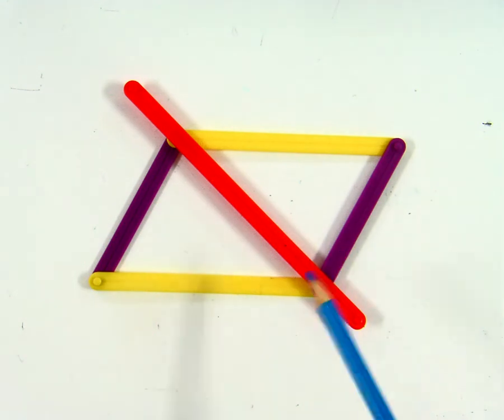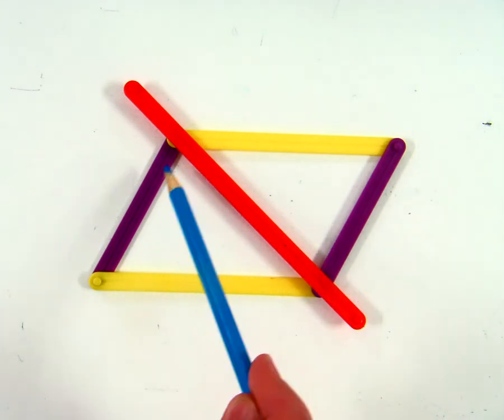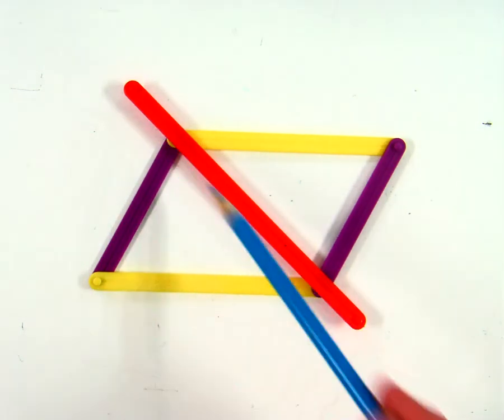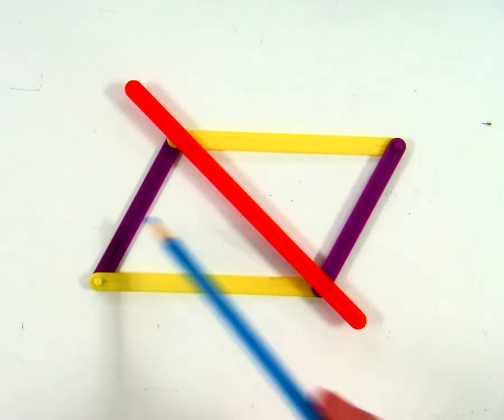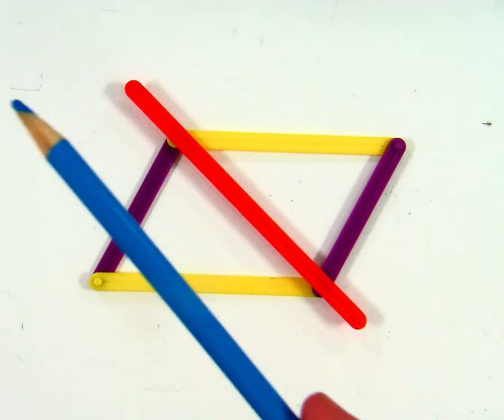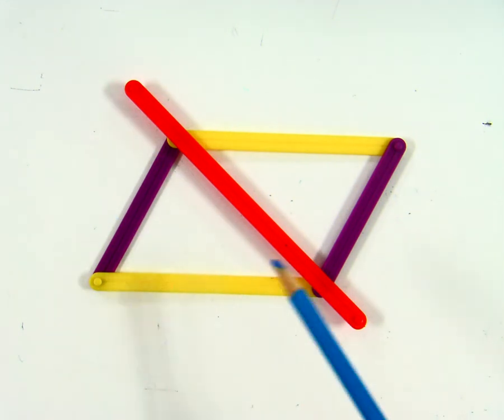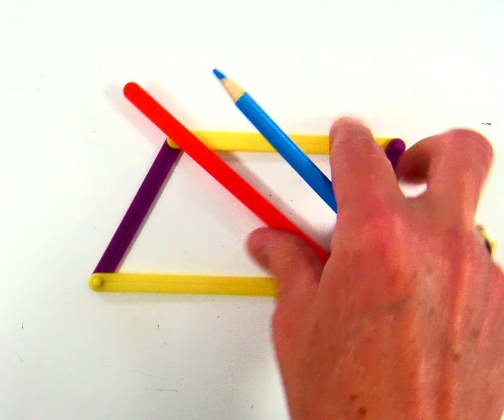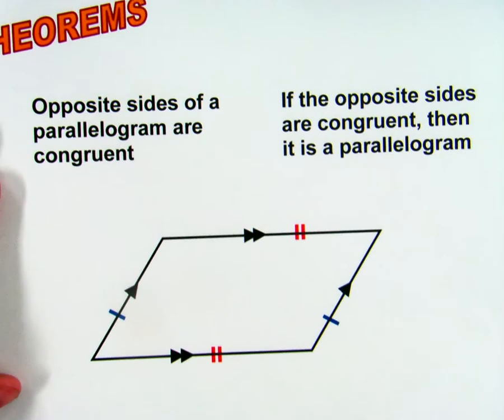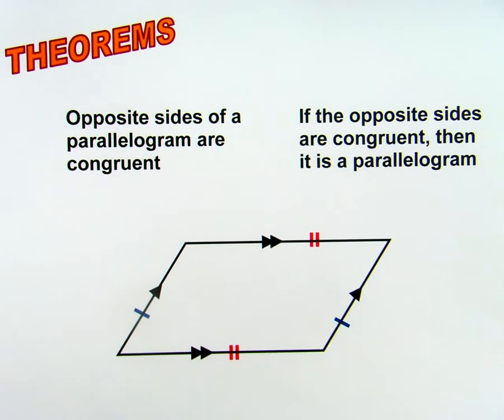Purple, the red-purple angle and the red-purple angle are congruent. The red acts as a transversal between the purples, and yes, indeed, the alternate interior angles converse makes the purple also parallel, which means the opposite sides are parallel, which means we have shown this additional shortcut way to decide if they're parallel. Theorem: if the opposite sides are congruent, then it is a parallelogram.